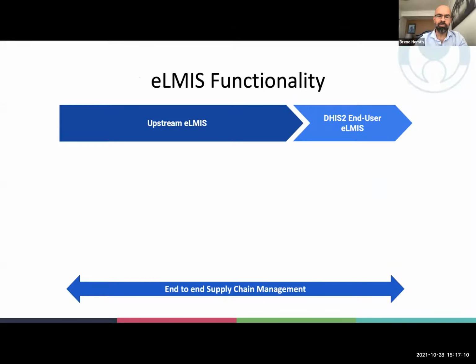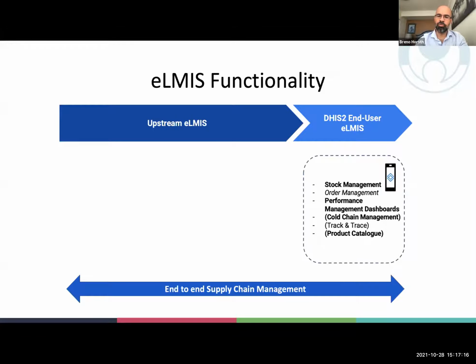Now, a final summary before I hand over is, again, on the right side is the end user level where we use DHIS2 mobile to do the stock management, limited order management. Again, that's being done by the upstream system, but you could visualize that and have some of that available for the end user. You have your performance management dashboards, cold chain management, and then some track and trace and product catalog information are also features that would be useful at that level.